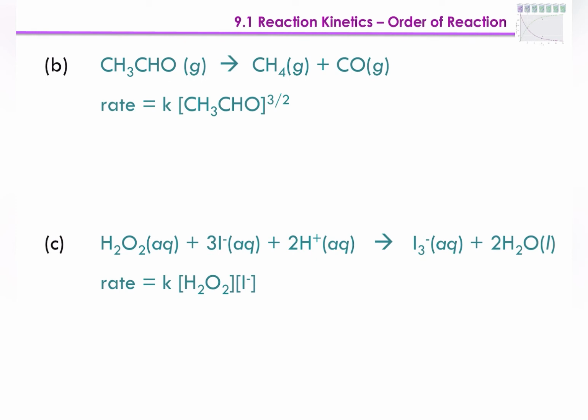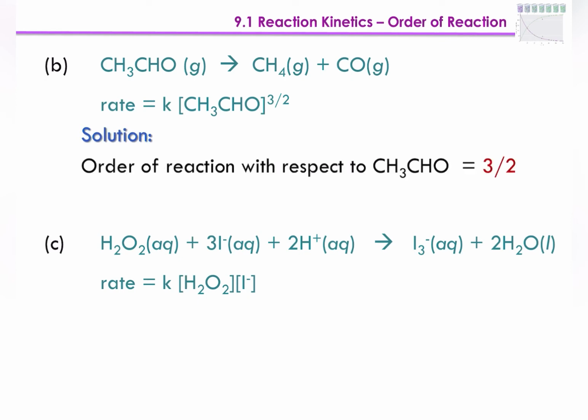So for question B, I want you to determine the order of reaction with respect to CH3CHO. So you see from here, it's in the form of a fraction. So don't worry about that. Just put the value as you see from this rate law expression, 3 over 2. And the overall order of reaction will be 3 over 2 as well. Why only one species in this expression? Because we just focus on the reactant only. Okay, let's continue with the next one.